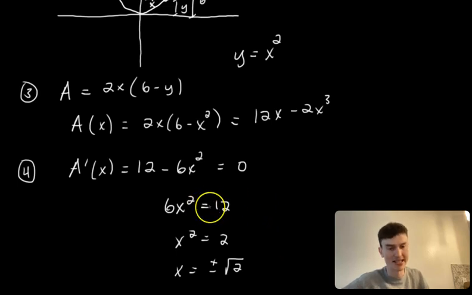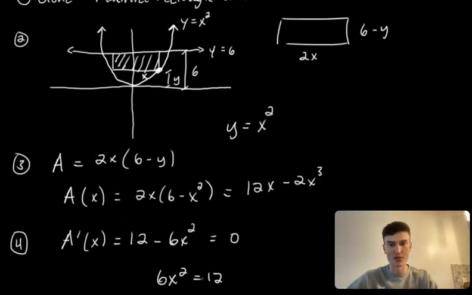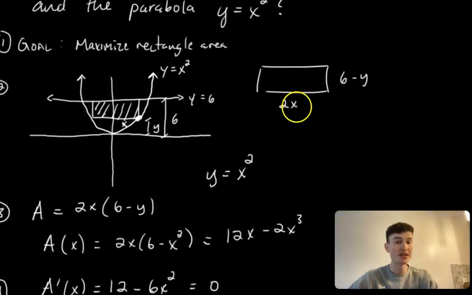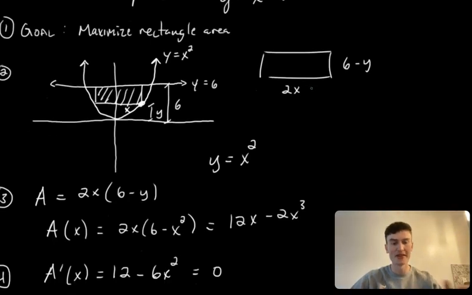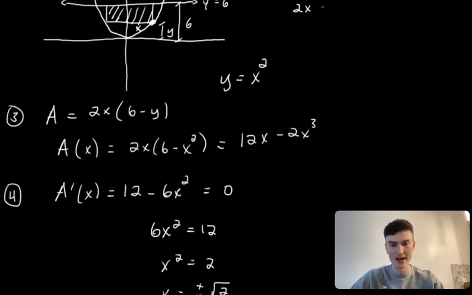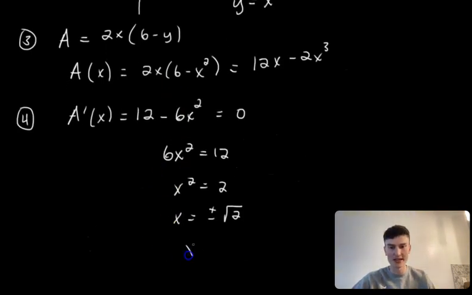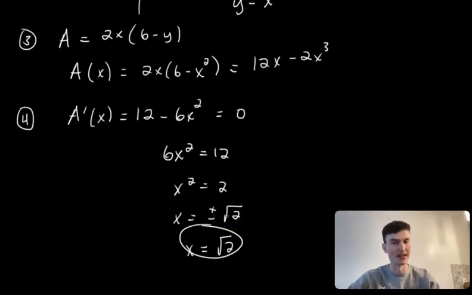And it's at this point, when you find your critical points, that you need to check them to see if they're extraneous, if they even make sense in the context of this problem. So what is x? What are we saying x is? We're saying 2 times x is one of the dimensions of this rectangle. So does it make sense to have a negative dimension of a rectangle? Of course not. So we're just going to say that x equals square root 2 is our only critical point. That at least makes sense in this context.